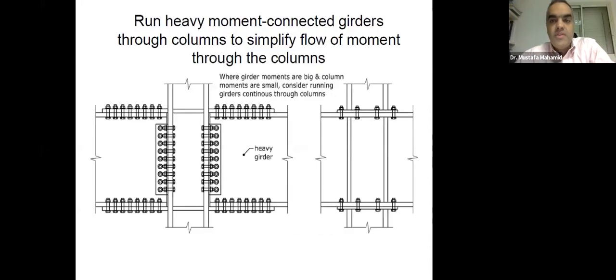Run heavy moment connection girders through columns to simplify the flow of the moments through the columns. So if you can do something like this, that's a possibility. You can compare here the moment connections and the number of bolts used in these two types of connections. So if you can run the column through, the connection will be a lot simpler, the labor will be less, and it's more efficient.